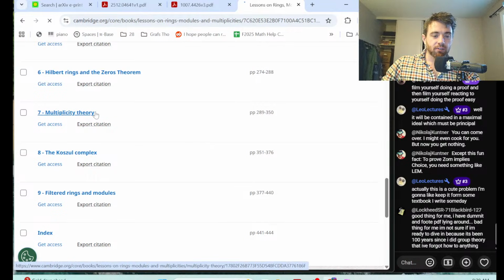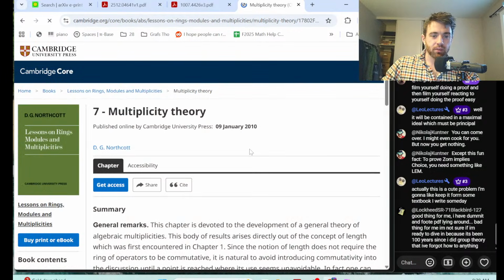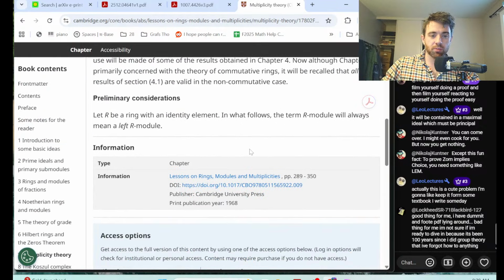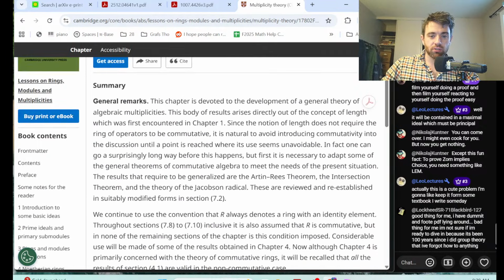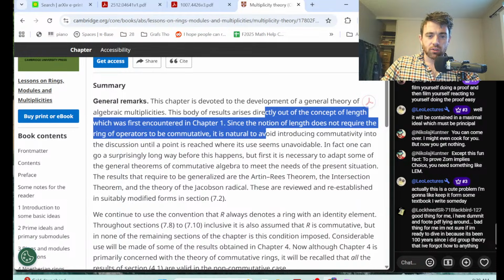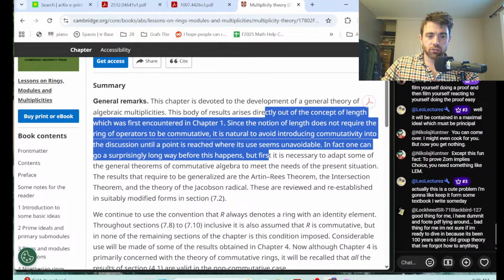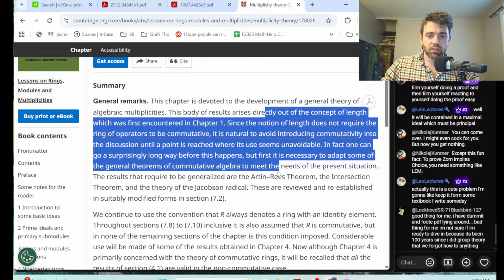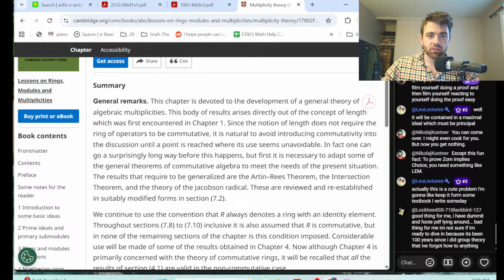Multiplicity theory. I guess that's just about determining composition series and stuff. The chapter is devoted to the general theory of algebraic multiplicities, the concept of length. Don't introduce commutativity. Yeah. Oh, seems like a cool book.